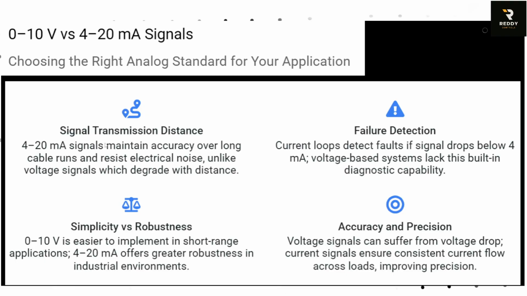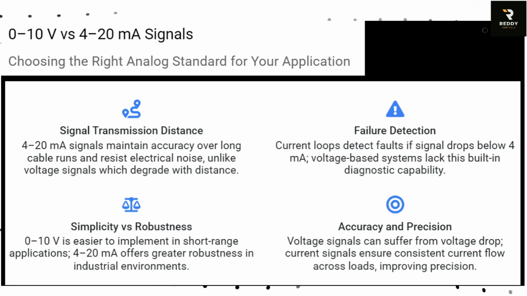So what do we choose? 0 to 10 volt or 4 to 20 milliamp signals? It depends on the application, but if you have a longer signal transmission distance, then you use 4 to 20 milliamp to reduce electrical noise. And if you want failure detection, current loops detect faults if the signal drops below 4 milliamp. Voltage based systems lack this built-in diagnostic capability.